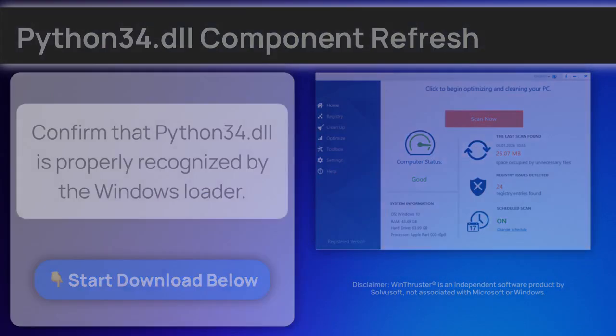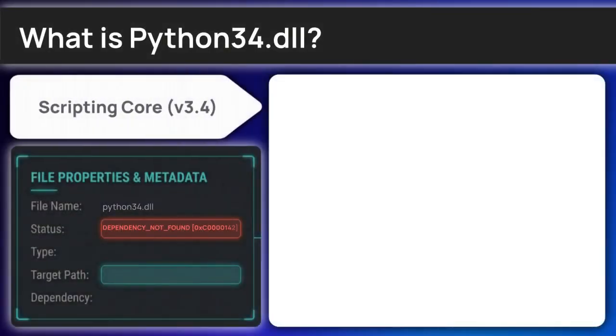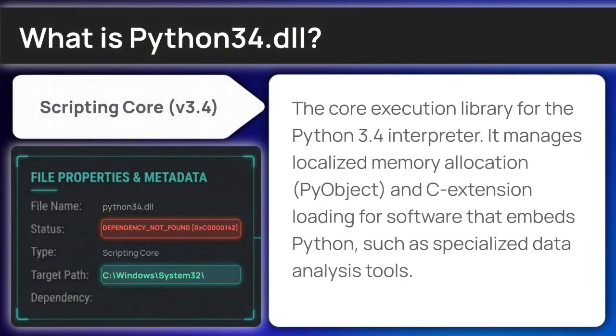This is the Python34 library, the core execution library for the Python 3.4 interpreter. It manages localized memory allocation, PyObject, and C extension loading for software that embeds Python, such as specialized data analysis tools. Now that we've covered what the file does, let's jump into our first fix.